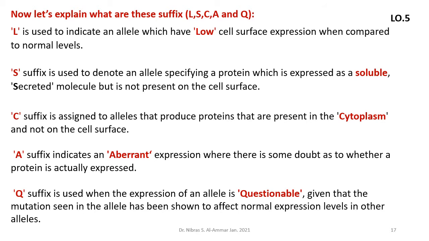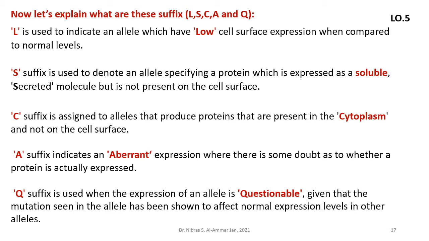Now, let us explain in more detail what these suffixes L, S, C, A, and Q are. L is used to indicate an allele which has low cell surface expression when compared to the normal level. The S suffix is used to denote an allele specifying a protein which is expressed as a soluble, secreted form molecule but is not present on the cell surface. The C suffix is assigned to alleles that produce proteins that are present in the cytoplasm and not on the cell surface.